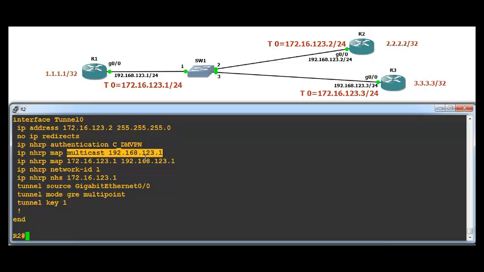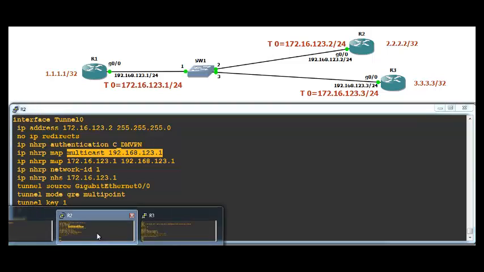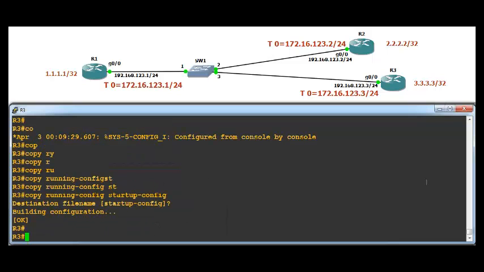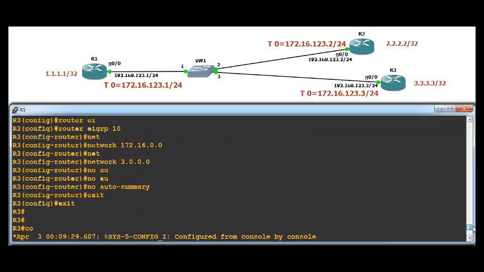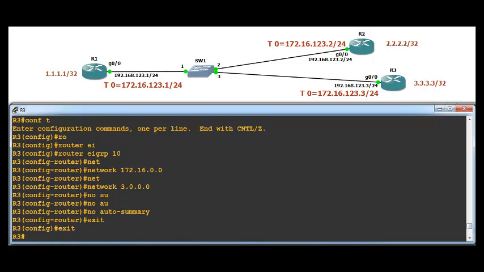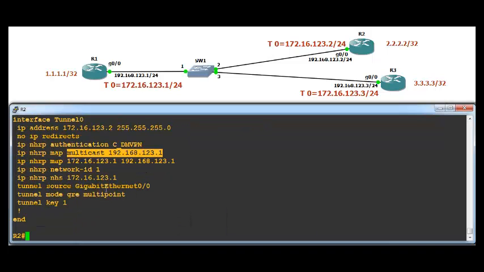Yes, sir. But R1 doesn't have EIGRP now. I have enabled EIGRP only on R2 and R3, is that right? I enabled EIGRP on R3 and I enabled EIGRP on R2. R2 and R3 are sending to R1, but R1 is not responding to EIGRP multicast traffic. Unless R1 is ready to form an EIGRP neighbor, R2 and R3 cannot form a neighbor.